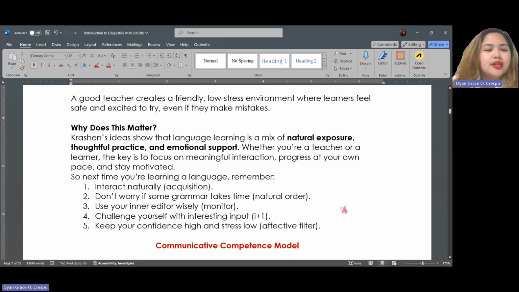why does it matter? Krashen's ideas show that language learning is a mix of natural exposure, thoughtful practice, and emotional support. Whether you're a teacher or learner, the key is to focus on meaningful interaction and progress on your own. So next time you're learning a language, remember to interact naturally, that is acquisition. Don't worry if some take time, which is natural order. Use your inner editor wisely, the monitor. Challenge yourself with interesting input, i plus one. Keep your confidence high and stress low for an effective filter. Right? So that is part one of our discussion.